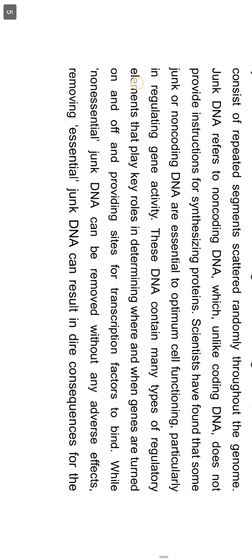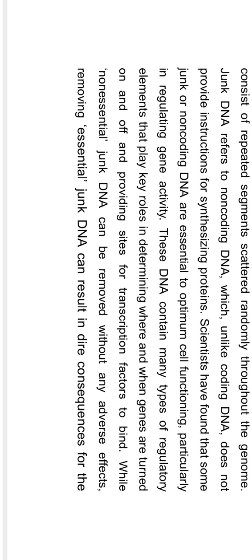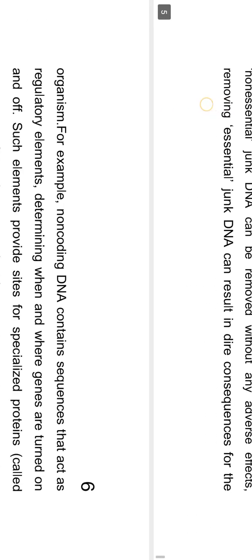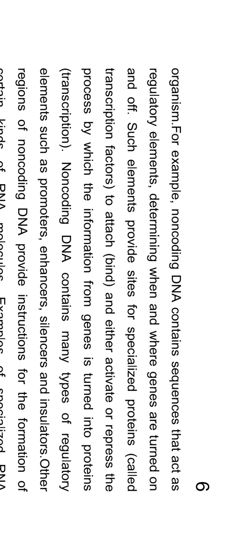Scientists have found that some junk or non-coding DNA is essential to optimum cell function, particularly regulating gene activity. This DNA contains many types of regulatory elements that play key roles in determining where and when genes are turned on and off and providing sites for transcription factors to bind. While non-essential junk DNA can be removed without any adverse effects, removing essential junk DNA can result in dire consequences for the organism. For example, non-coding DNA contains sequences that act as regulatory elements determining when and where genes are turned on and off.